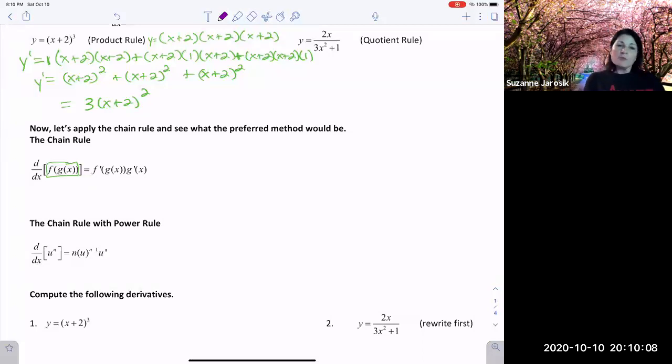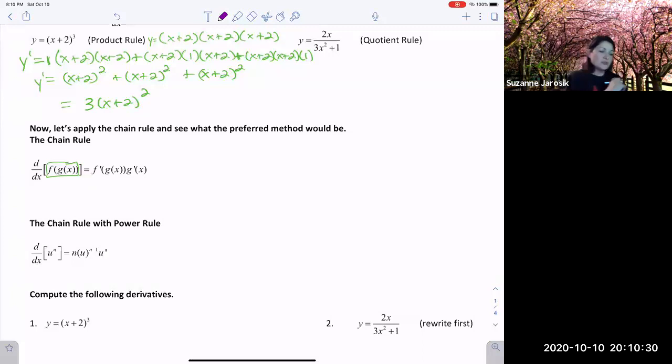Okay, and if there are multiple inside functions, you work from the outside in, one at a time. And you would just keep multiplying at the end by the next inside function. All right, so a lot of times what we end up doing is using chain rule with power rule.